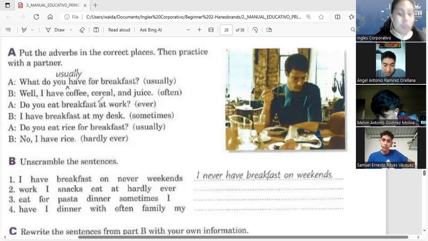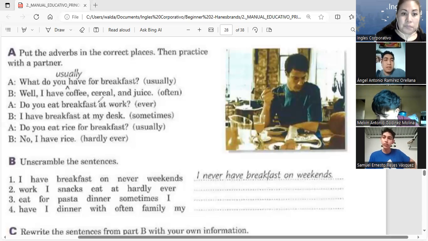Where do you put the word often? I often. Where do you put the word often? I often have coffee. Very good. I often have coffee. So we put the word often right here.